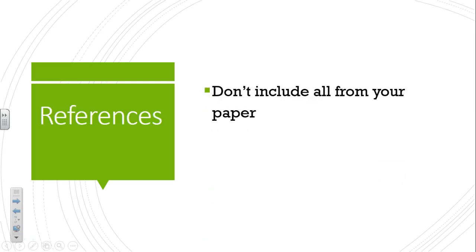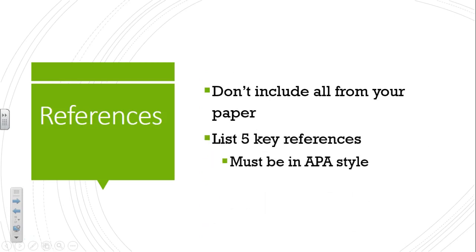Next, we're going to talk about the references right through here. Do not include all the references from your paper. Simply include 5 key references that you used, primarily the ones you talked about in your presentation. So basically pick the 5 that were the most influential in you in writing your paper and put them in here and make sure you talk about them in the presentation as well. You need at least a minimum of 5. You can have more than 5. They need to be in APA style. APA style does mean they have to be in alphabetical order as well. So make sure you have correct APA style when it comes to the references.